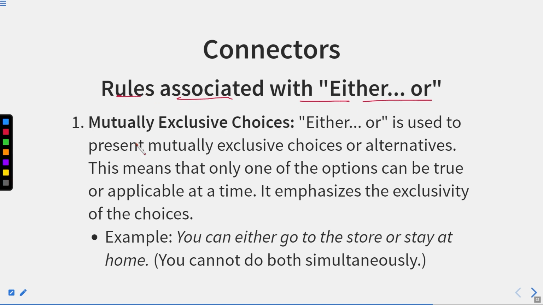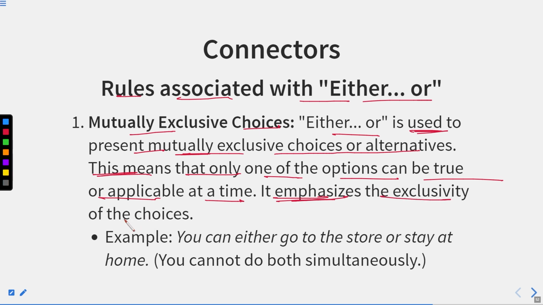Rules associated with either or. Mutually exclusive choices. Either or is used to present mutually exclusive choices or alternatives. This means that only one of the options can be true or applicable at a time. It emphasizes the exclusivity of the choices. For example, you can either go to the store or stay at home. You cannot do both simultaneously. Okay, so you have to make only one choice. It means either you do this or that, not both at the same time.